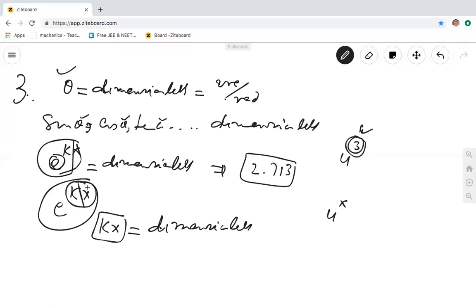This power as a whole is dimensionless. This power is a number. Maybe x is length, but k is 1 by length. So that power is dimensionless.